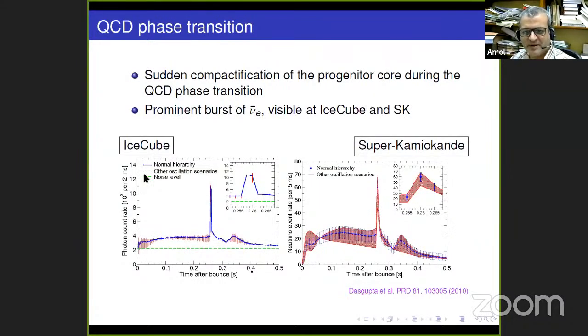The same thing can be seen in a water Cherenkov detector like Super-Kamiokande, which looks at anti-electron neutrinos. Again, this is the number of events in Super-Kamiokande, and at the same time, you will see again a very sharp peak at exactly the same time. This will confirm that a QCD phase transition actually took place inside the star.